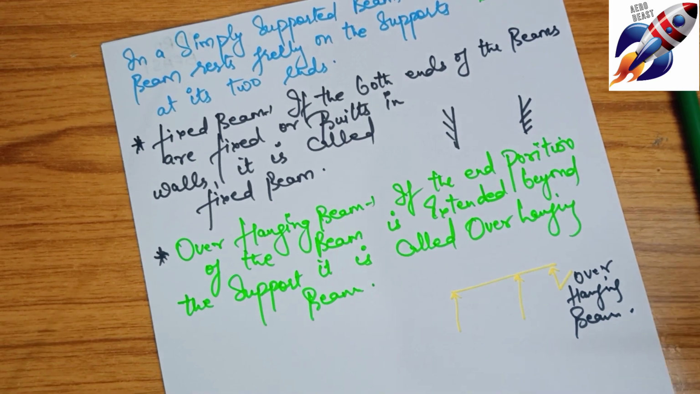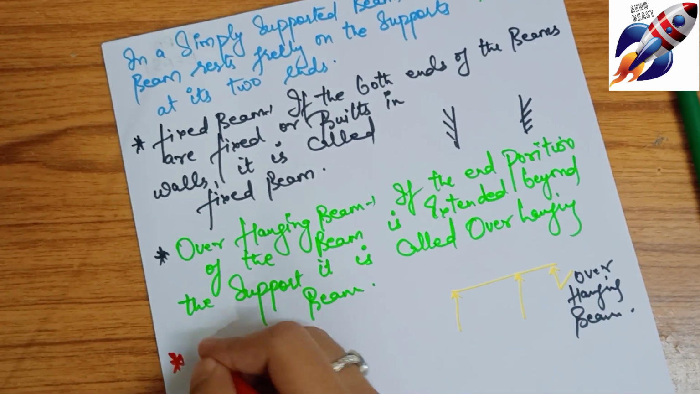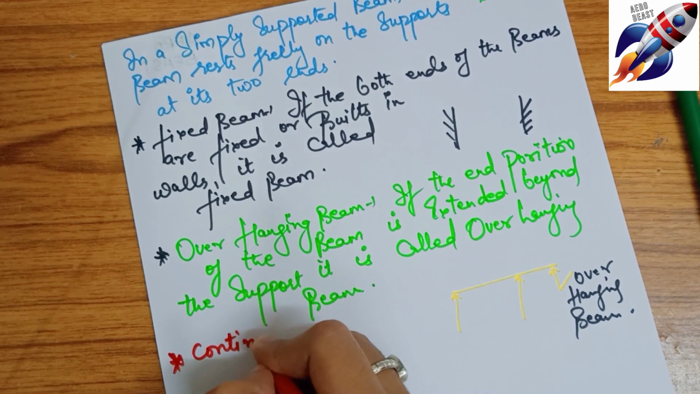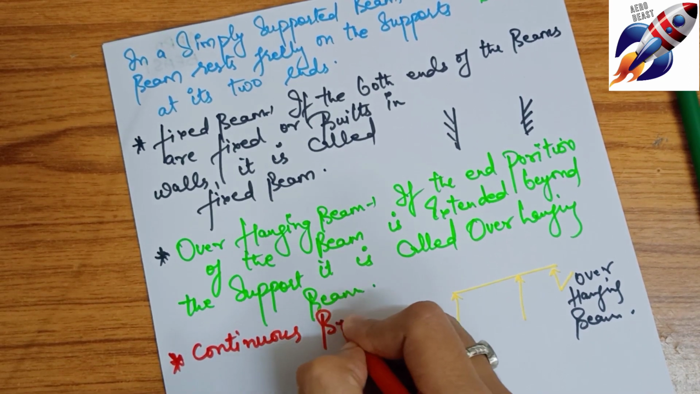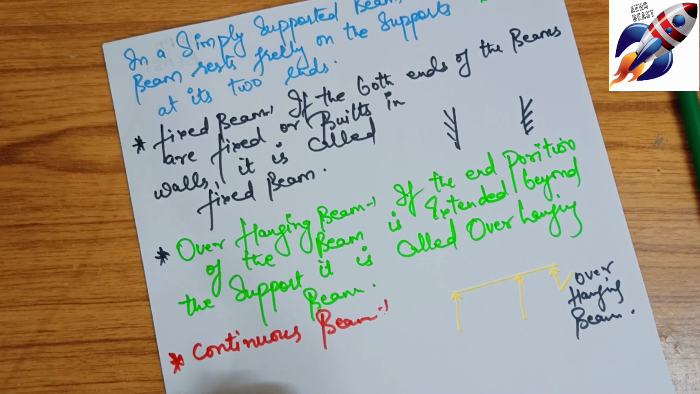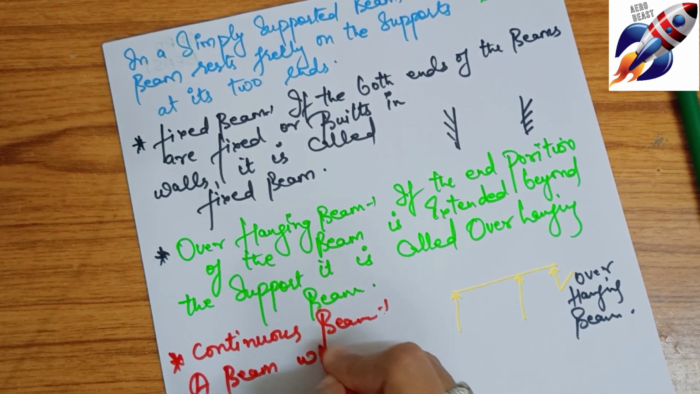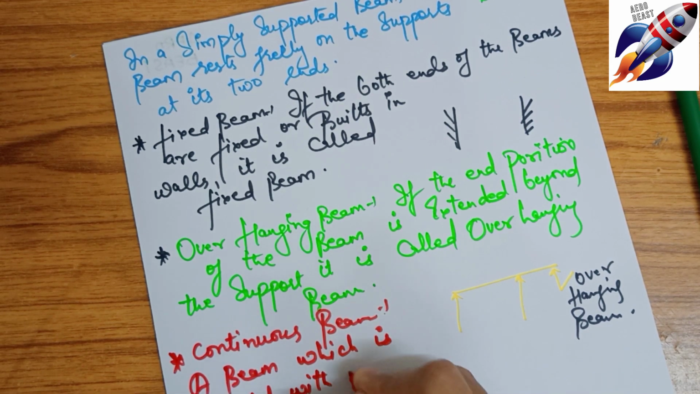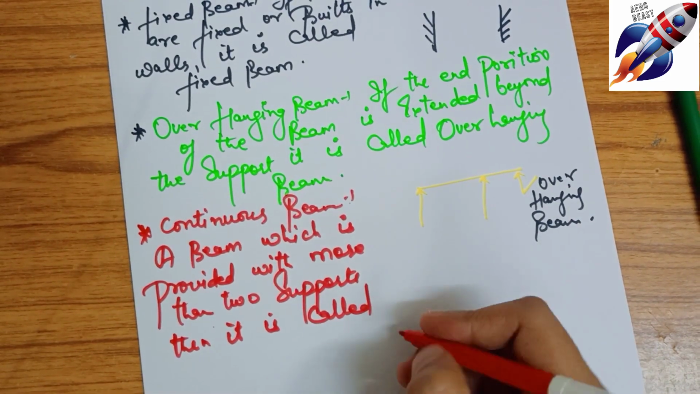So last one is continuous beam. So continuous beam: if a beam is provided with more than two supports, then it is called continuous beam.